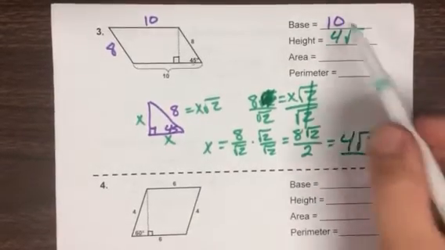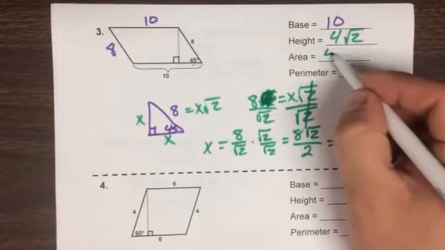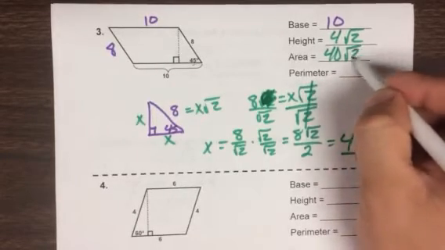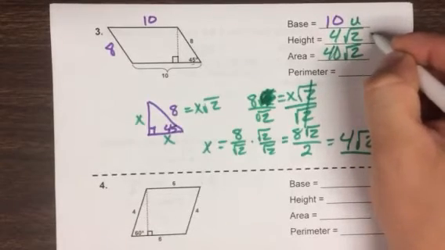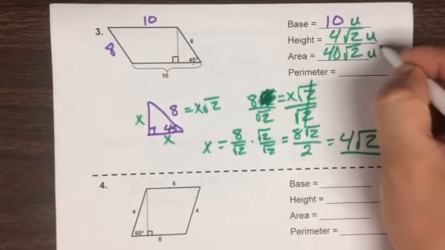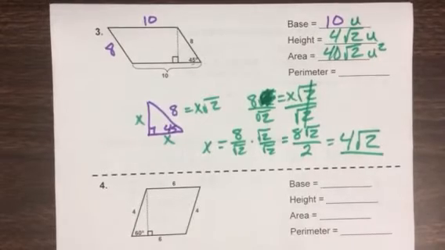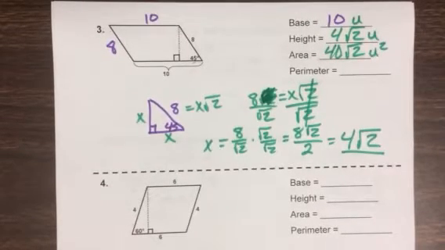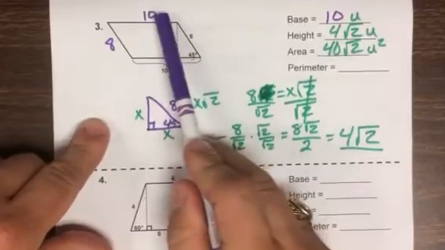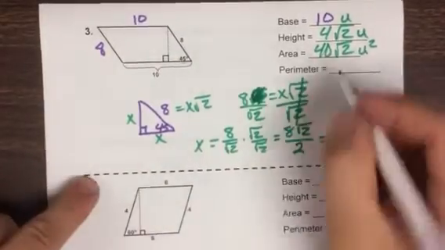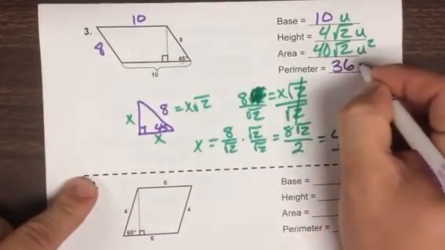So as I'm multiplying, 10 times 4 is 40. I've got to keep that radical 2. Now they didn't put units on here, so I'm just going to put a u behind it. And I would say units squared for my area. And then finally the perimeter. If I look back over here, perimeter, I've got 18 and 18, which makes it 36 units.